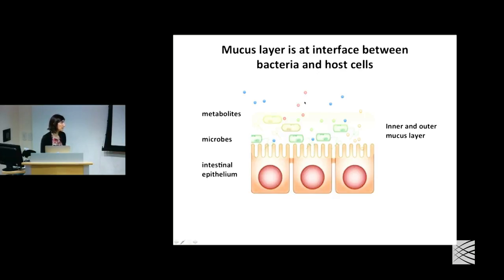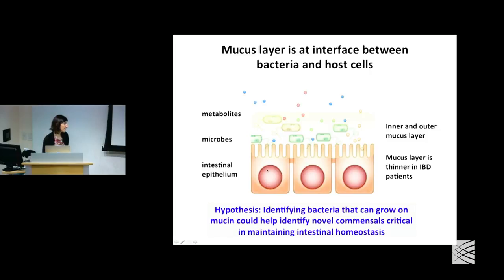And there are molecules present there that are produced either by the bacteria, some produced by the host, and some coming from food that we eat. There are a lot of different molecules present in the environment. We know that in IBD, the mucus layer is thinner. And we hypothesize that identifying bacteria that can grow on mucin, so that can break down those sugars and consume them, might enable us to identify commensals that are important for gut homeostasis.